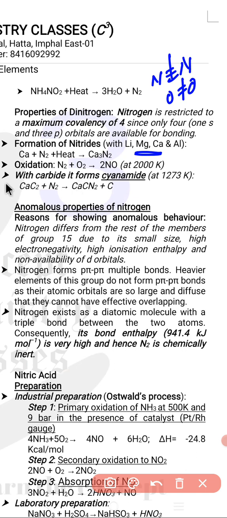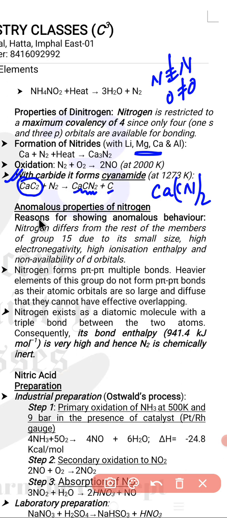One important reactivity of nitrogen is when nitrogen is heated with calcium carbide. Then calcium cyanamide is formed along with carbon. CaCN2 is calcium cyanamide. This is not calcium cyanide, this is calcium cyanamide. So this reaction is important. This has been asked in NEET also.